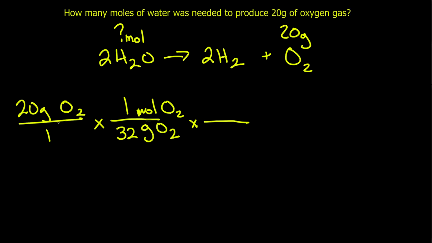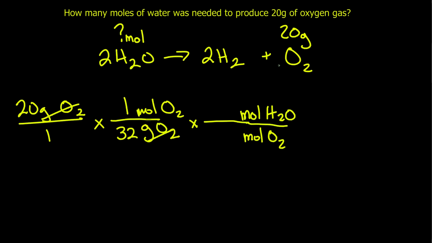So I got grams of O2 canceling out now, and I got moles of O2. I want to change moles of O2 to moles of H2O. So since moles of O2 is on top, I want moles of O2 to be on bottom and changing it to moles of H2O on top. Now this is where our balanced equation comes in for stoichiometry.